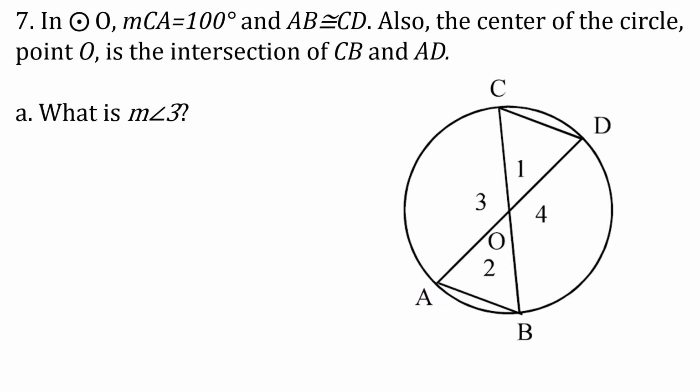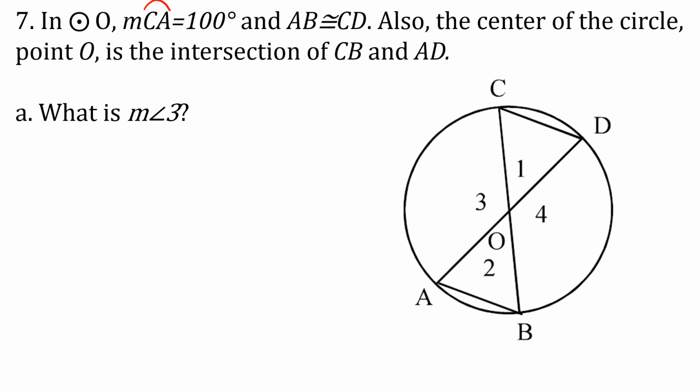All right, got a couple of really easy questions here. Just like looking at what you're given, looking at what they're asking for, and seeing how those things are related. All right, so it says in the circle O, the measure of arc CA is equal to 100. I think I missed my little arc there. That should have had a little arc over it. All right, so the measure of the arc CA is 100 degrees, and AB is congruent to CD. I'm pretty sure we've talked about this symbol before, but just in case, that symbol means congruent.